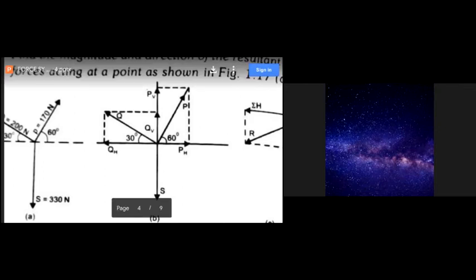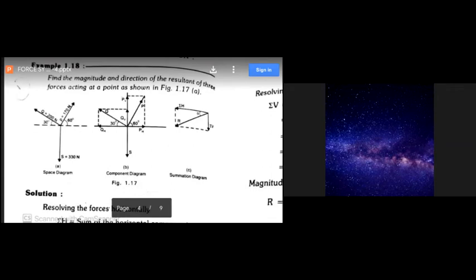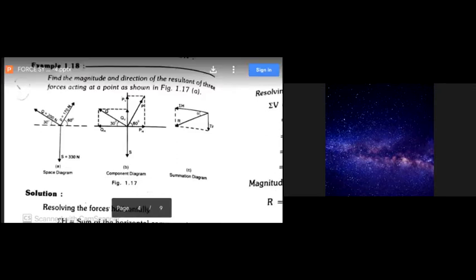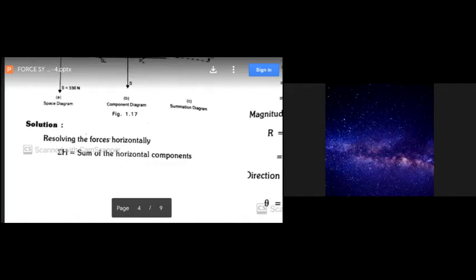So first resolve the forces, and while adding the algebraic sum we have to consider the directions of the forces also. So we have to assume some sign convention. Assume all rightward direction forces as positive and leftward direction forces as negative, and upward direction forces as positive and downward direction forces as negative. So resolve the forces horizontally. Sigma H means the algebraic sum of the horizontal components.